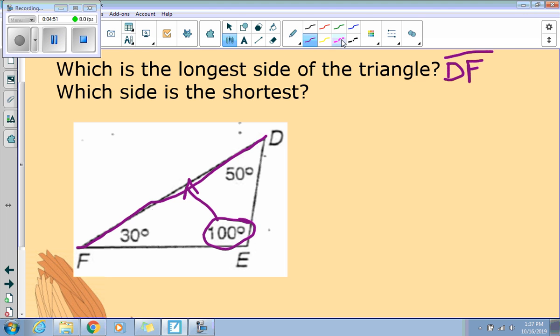The shortest side is going to be across from the smallest angle. So the smallest angle here is 30. And if I go across from 30, the side that is over there is DE. So that's going to be my smallest side. So up here I'd put DE, or you could write ED, with a line above it.